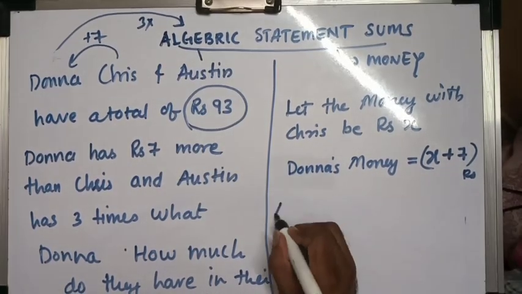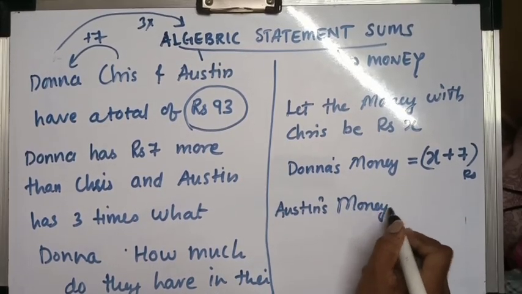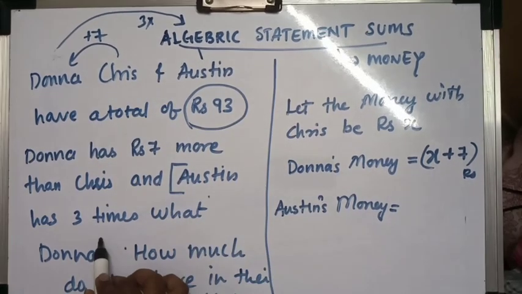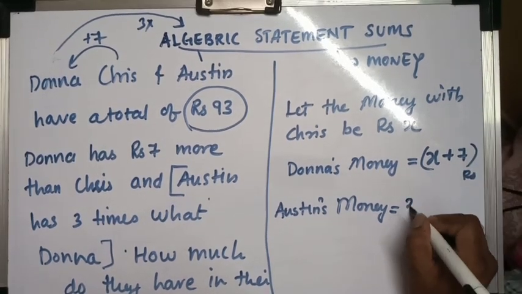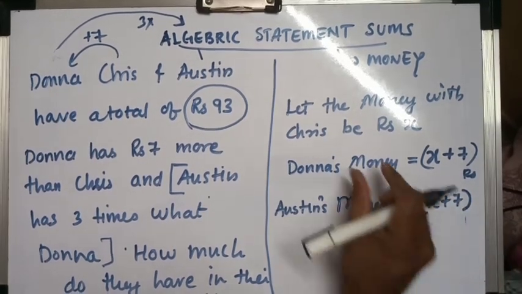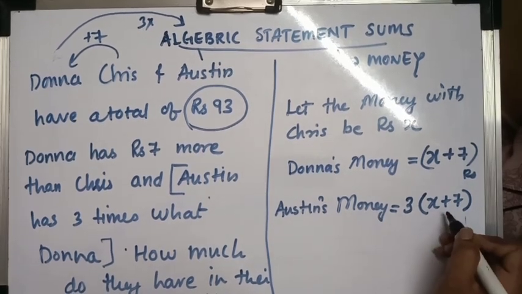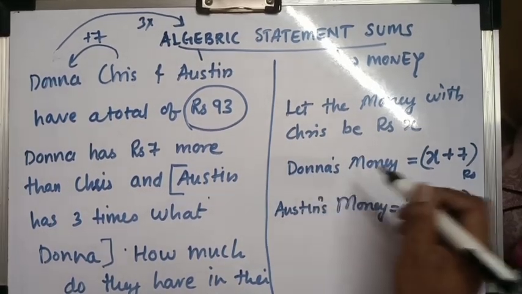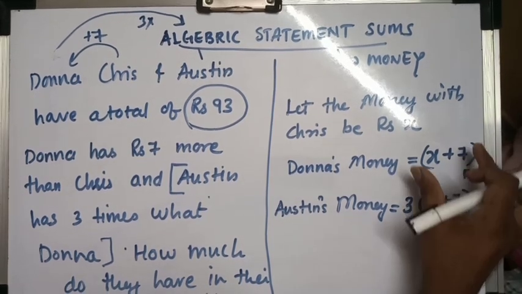Now how much does Austin have? Austin's money is how much? Austin's condition is given that Austin has 3 times what Donna has. So whatever money is with Donna, 3 times that, means 3 into Donna's money. So x plus 7 is the money with Donna. So Austin's money will be 3 times Donna's money. So it's 3 into x plus 7. So this is the money of all three. Chris has x rupees, Donna has 7 rupees more than Chris, and Austin has 3 times what Donna has.